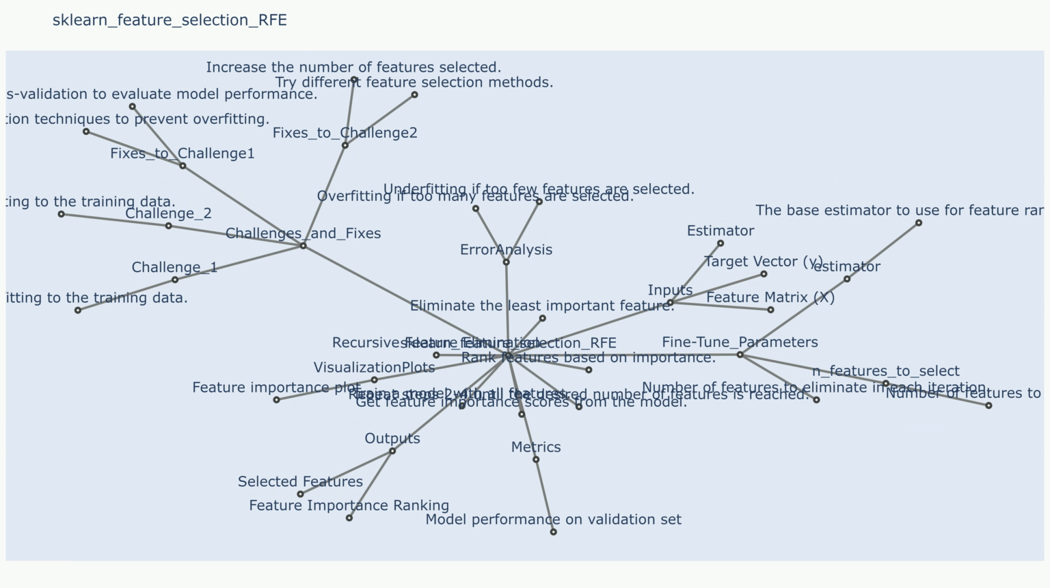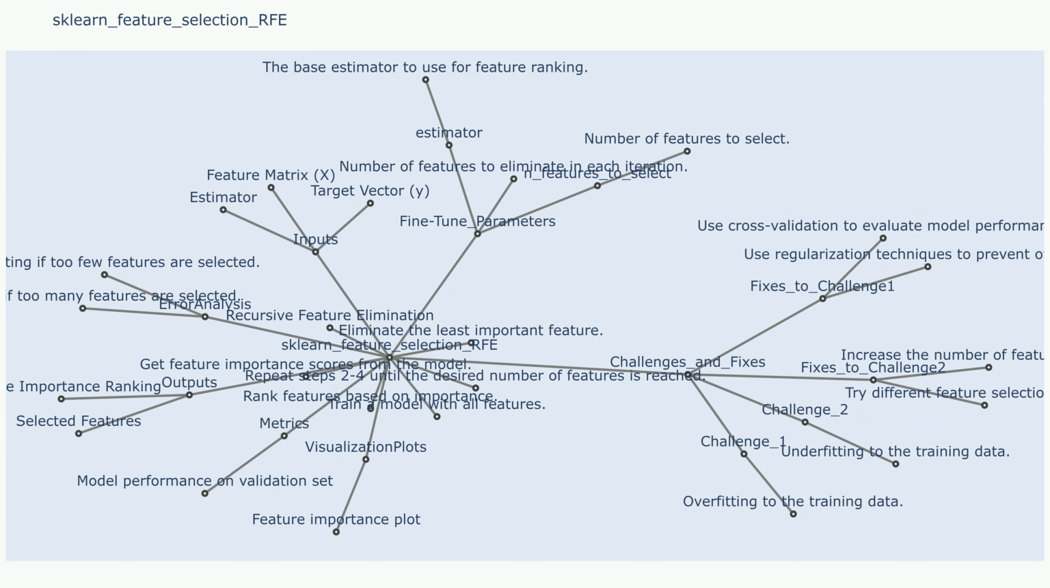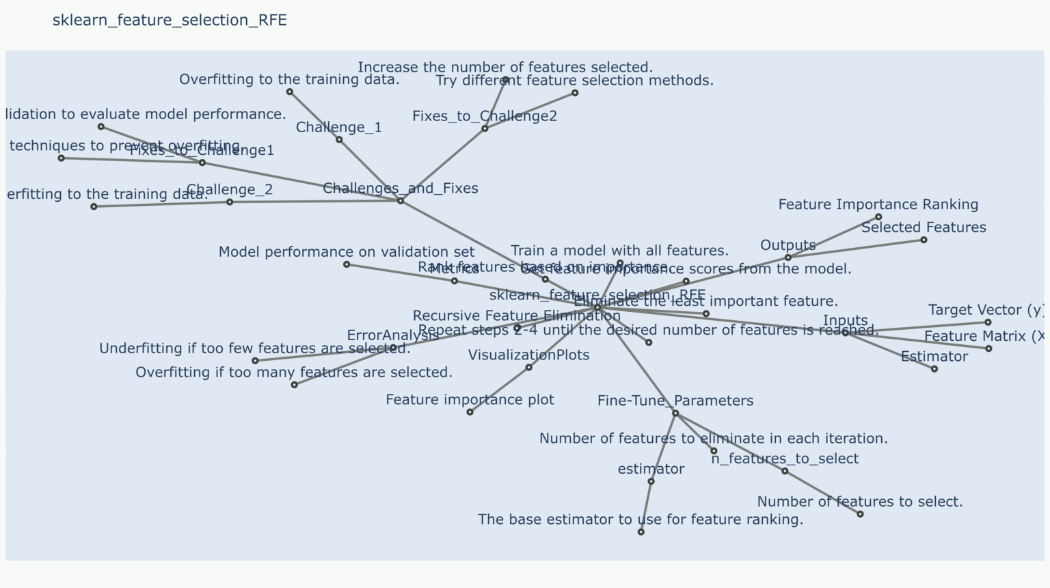Steps. 1. Initialize the model with all features. 2. Train the model on the entire dataset. 3. Remove the feature with the lowest importance score, e.g., based on feature coefficients in linear models, or feature importances in tree-based models. 4. Repeat steps 2 and 3 until the desired number of features is reached.